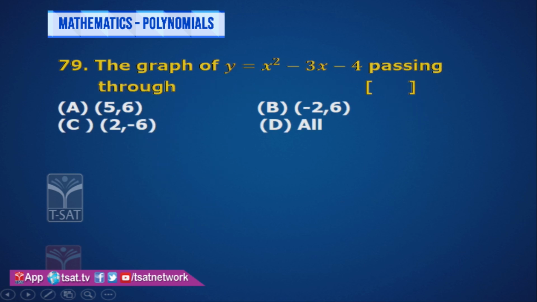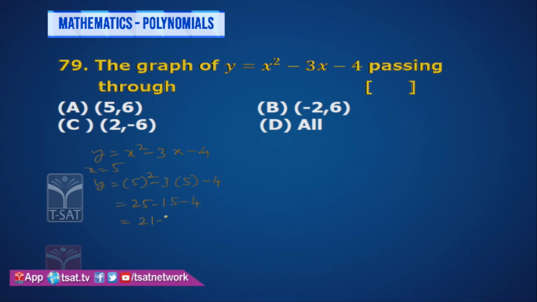Next, question number 79. See children, the graph of y equals x square minus 3x minus 4 is passing through which points? Substitute x values from the options. In y equals x square minus 3x minus 4, when you write x equals 5, what value do you get? 5 square minus 3 into 5 minus 4, that means 25 minus 15 minus 4.